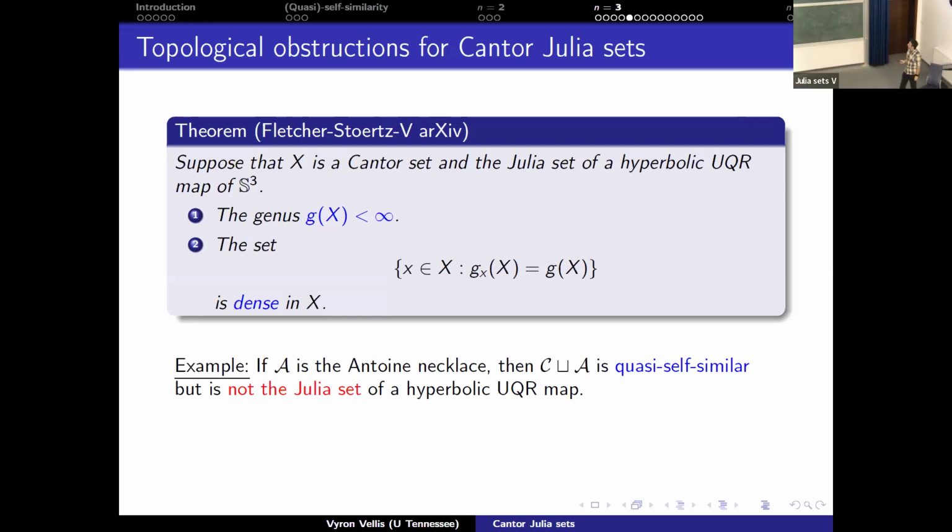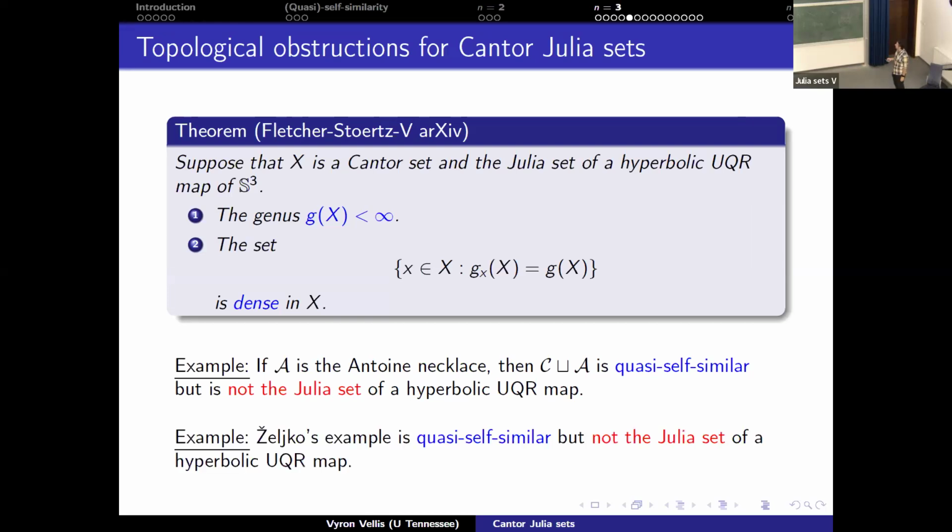And another example is Zelko's example, the one I mentioned over there. That's also not the Julia set of a hyperbolic UQR map, simply because there is only one point of high genus. Everything else is genus 1.